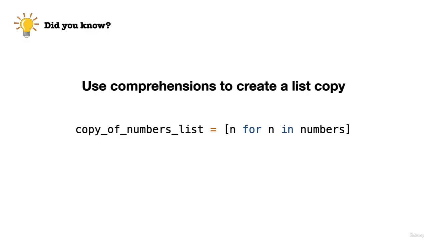Did you know that you can also use list comprehensions to create a copy of a list? Look at this code. The comprehension returns each element without changing it. This code will create a list copy. Notice that the elements are shared in both the original list and the copy. Comprehensions have many more applications. Let me show you another example.